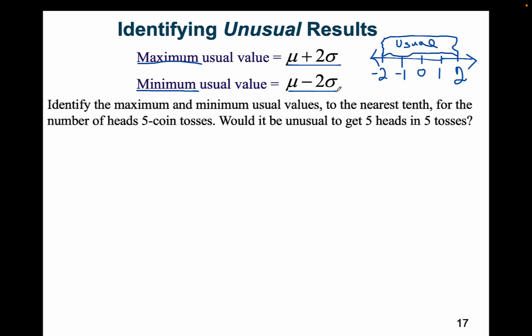Okay, let's practice. Let's identify the maximum and minimum usual values to the nearest tenth for the number of heads in 5 coin tosses. And then we're asked, would it be unusual to get 5 heads in 5 coin tosses? I kind of think it would be. If I flip a coin 5 times to get heads all 5 times, it's not impossible, but I think it might be unusual. So let's find out.